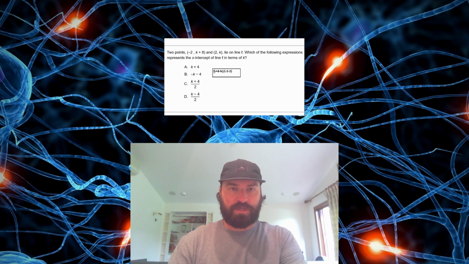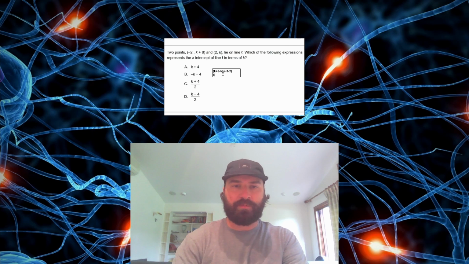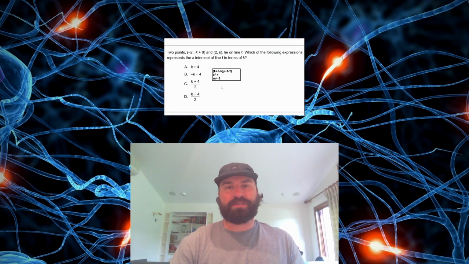So here the k minus k, those are going to cancel out. k minus k is 0. So we end up with 8 on top divided by -2 minus 2, which is -4. So our slope m is going to be 8 divided by -4, which is -2. So the slope of our line is -2.